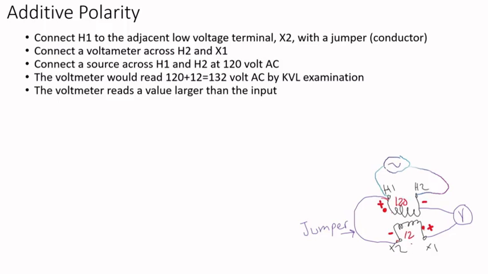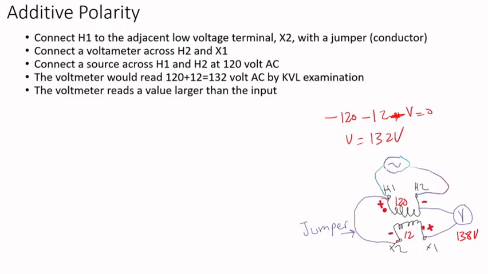Then I apply 120 volts. It will be 12. So if you do KVL, so again, negative 120, negative 12, because I'm going from negative to plus this time, negative plus V equals 0. That means V will be 132 volts. So the voltmeter reads a voltage that's greater than what was put in.